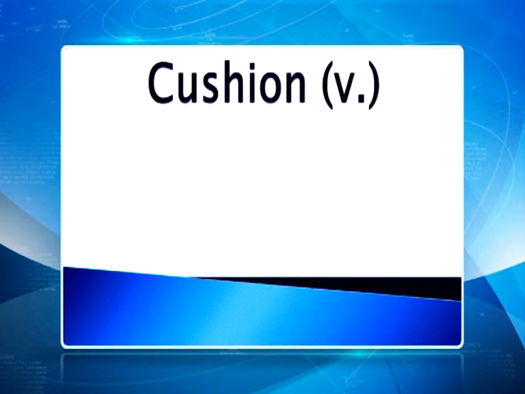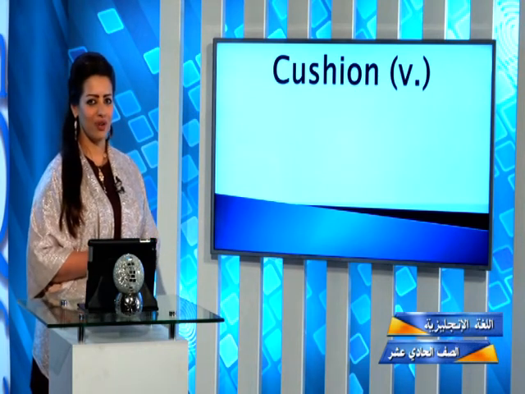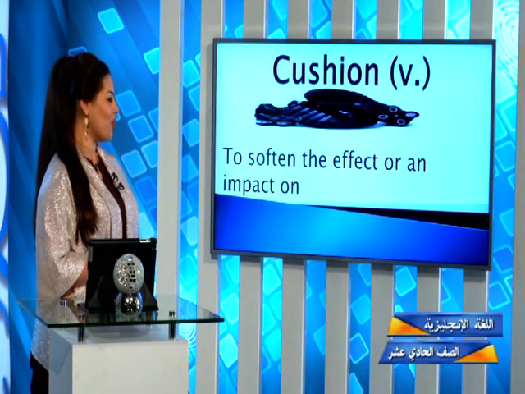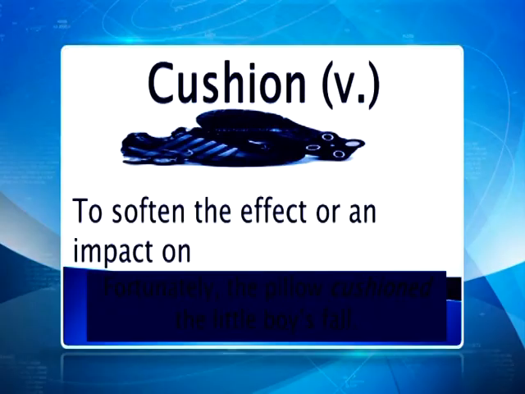Okay. Cushion. What is cushion? Over here, it's a verb. It's not the cushion in your living room. No. Cushion means to soften the effect or an impact on. You see, it's not the cushion. Over here, it's the verb. Let's see if we use it in a sentence. Fortunately, the pillow cushioned the little boy's fall. Cushioned here is not the pillow itself. It's the verb. It cushioned.